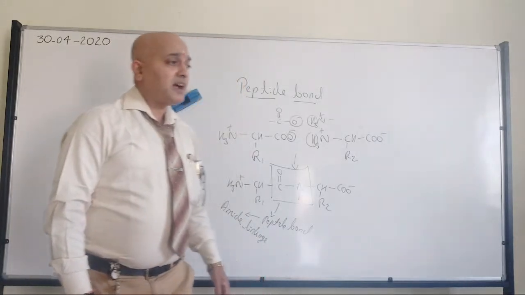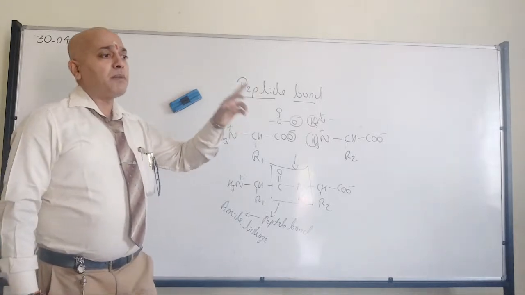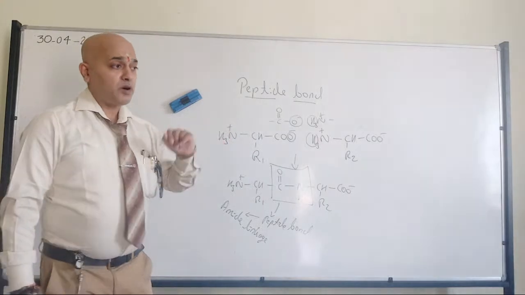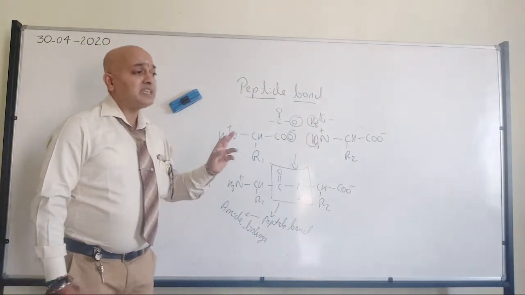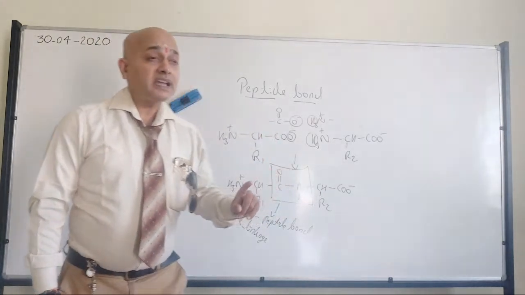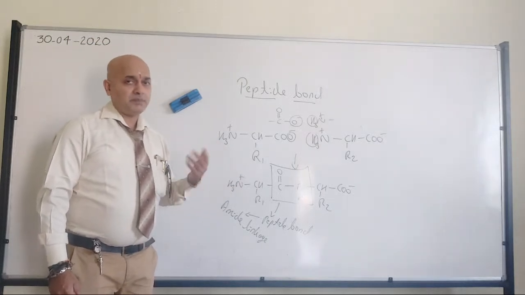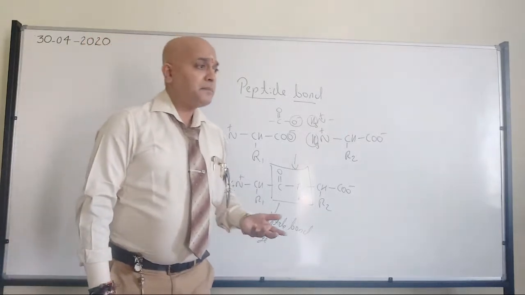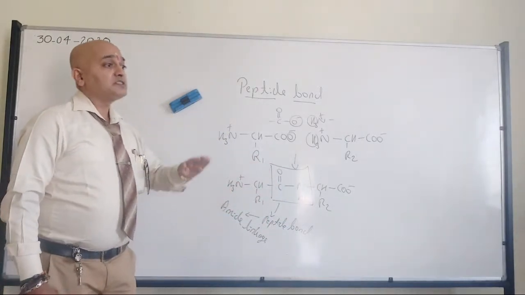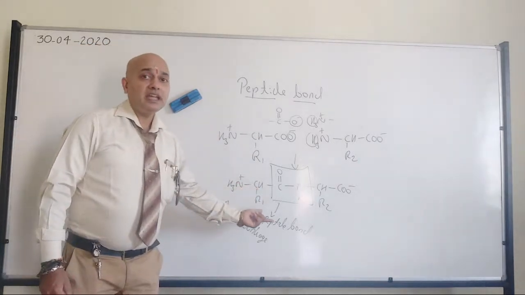So that's where now I can define. Peptide bonds are those amide bonds which are present between the amino acids in a dipeptide or a polypeptide, whatever it is. Okay? As a single amino acid, it cannot have a peptide bond, right? So when we have more than one amino acid, only then can we have the peptide bond.